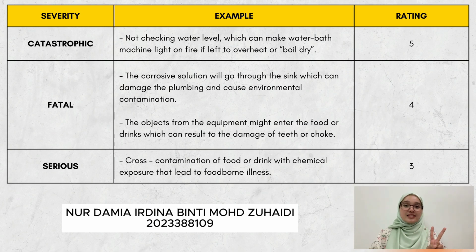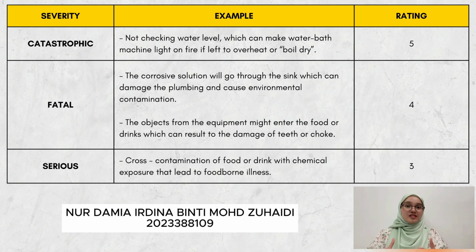For the 2 hazards and risks, which are the corrosive solution going through the sink, which can damage the plumbing and cause environmental contamination, and the objects from the equipment that might enter the food or drinks, which can result in damage of teeth or choking, the severity is fatal. These 2 hazards and risks have the severity of 4, which is less serious than the first severity, which is catastrophic.